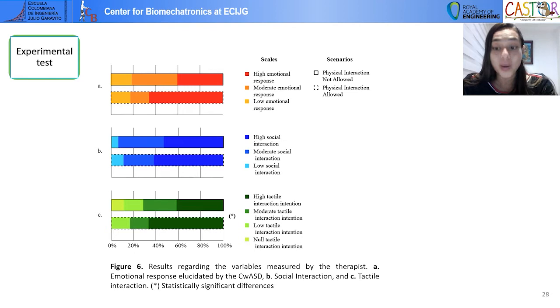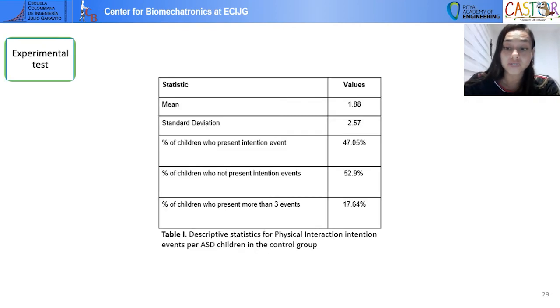However, we analyzed what happened with the control group. We found that even though they could not touch the robot, the attempts to touch it exist. So 47% of the children presented an intention event, and 17% of children presented more than 3 events. That is so important.